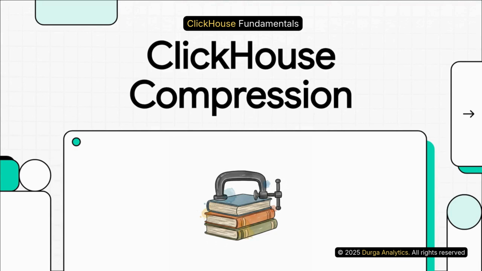Hello and welcome, everyone. Today, we're diving into a really crucial aspect of ClickHouse performance, something that a lot of folks get wrong. We're talking about compression. And if you think it's just about saving a little disk space, well, you're missing out on its biggest benefit. We're about to explore why it's actually the key to unlocking some serious query speed.